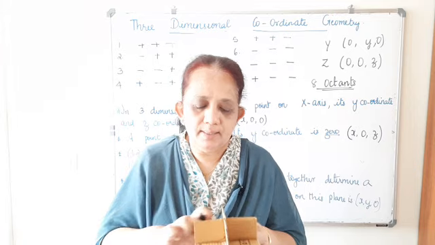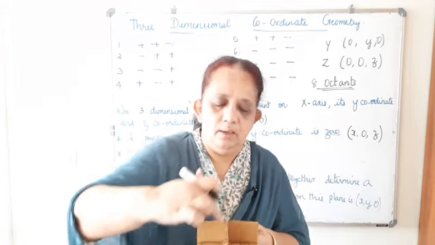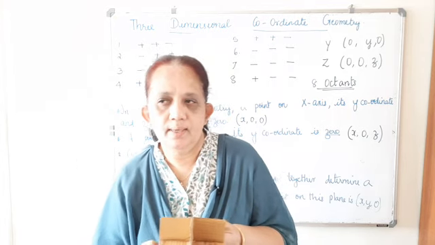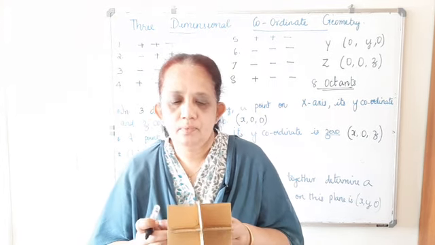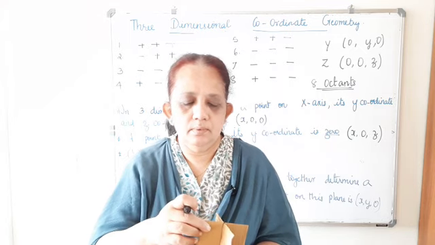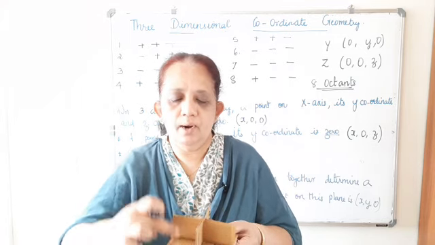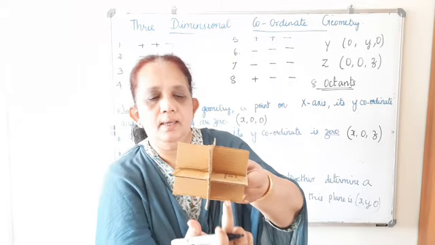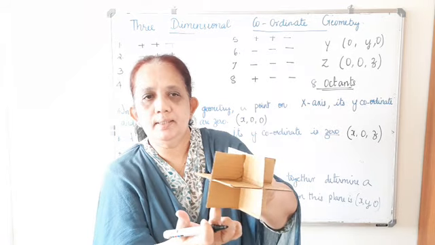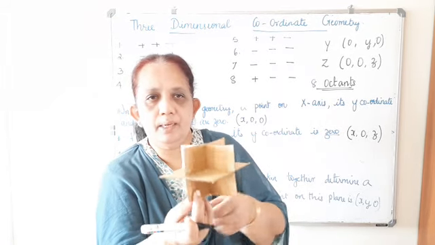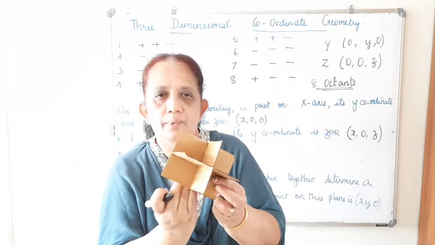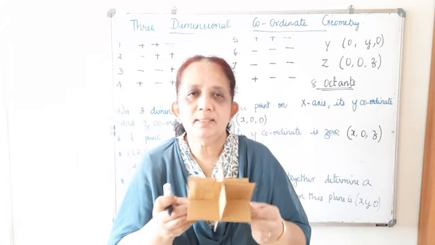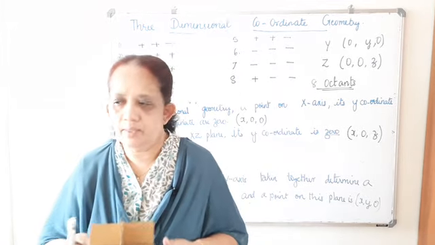X dash, X O, X dash, Y O, Y dash, Z O, Z dash. See, 8 octants: 1, 2, 3, 4, 5, 6, 7 and 8. This is the 3-dimensional geometry. I hope all of you have understood this one.